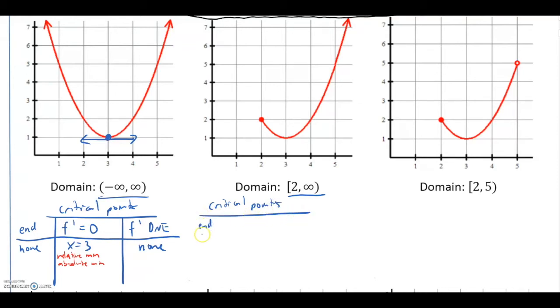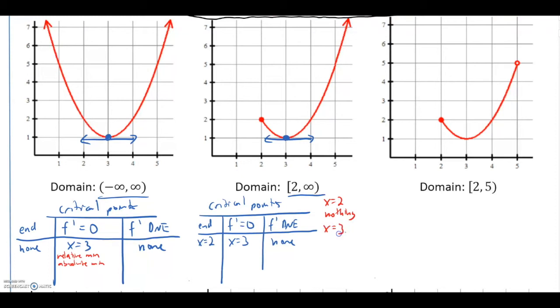And let's start with ends. Well, we do have one endpoint here at x equals 2, so we're going to want to note that one. Spots where the derivative equals 0, I've got one here at x equals 3, and spots where the derivative does not exist, we have none. So breaking down what's going on with our various critical values, at x equals 2, well, that's nothing. At x equals 3, though, we're going to have a relative and an absolute minimum occurring right here.